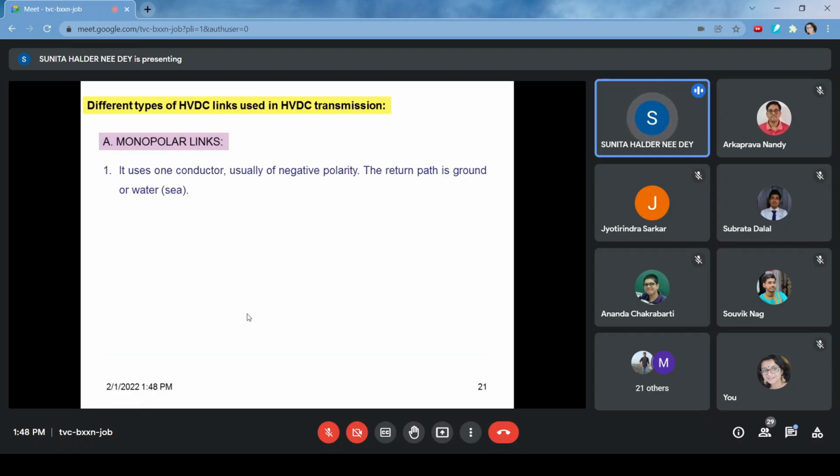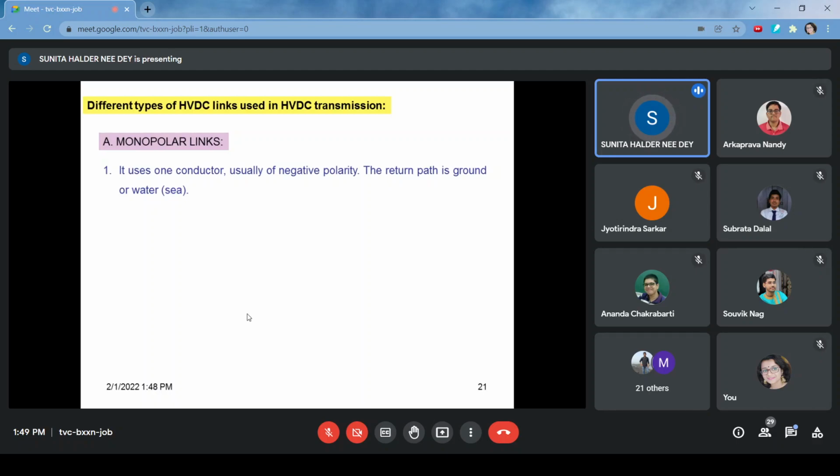Now, in the power transmission system, the HVDC transmission line is termed as link. It is the same as a conductor, but in power system terminology it is termed as link. So there are 3 types of link in HVDC. One is monopolar. From the name, it is clear monopolar means only one link is available with the negative polarity. Single polarity may be there, but we use negative polarity. And the return path may be ground or sea.